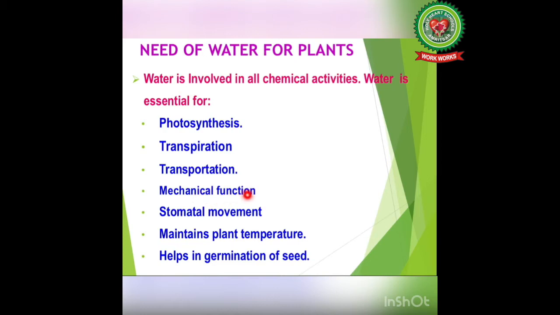Now, what is turgidity? It is the fully distended condition. Then, stomatal movements, opening and closing of stomata, are controlled by water. Maintains plant temperature. Water has high specific heat and thus plants can absorb radiation without any appreciable increase in temperature. And last, water helps in germination of seeds.